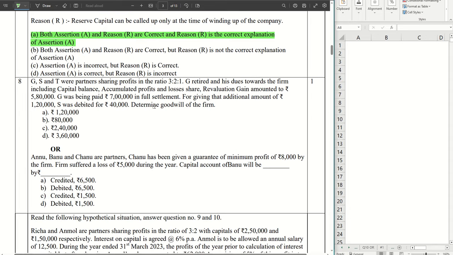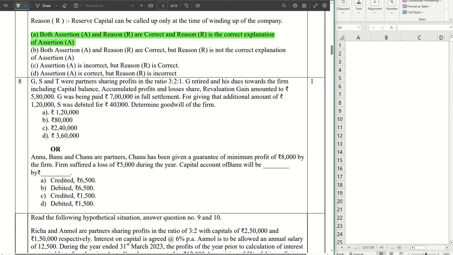Next one, G, S, and T are partners sharing profits in the ratio 3:2:1. G retired and his dues towards the firm, including capital balance, accumulated profits and losses share, revaluation gain amounted to rupees 5,80,000. G was being paid rupees 7 lakh in full settlement. That means he is paid an additional 1,20,000, and that is simply because of his share of goodwill. So 1,20,000 represents his share of goodwill.